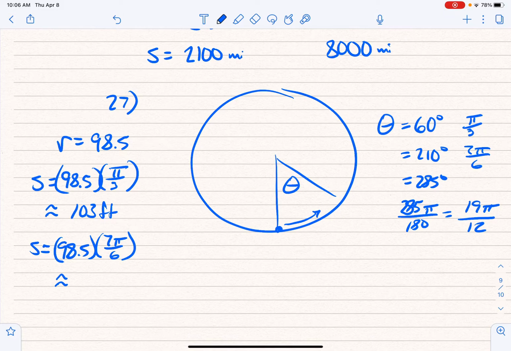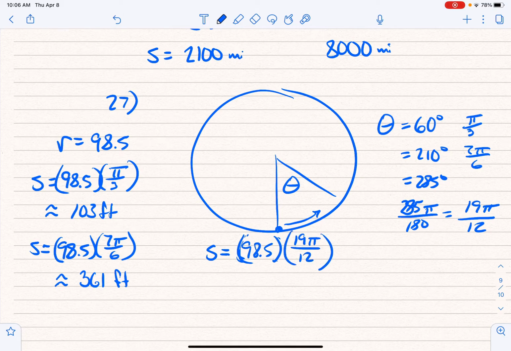98.5 times 7 pi over 6. And for that one we get, well, it's about 360 or 361 feet. That's a pretty long trip. And then lastly, for the 285 degrees, we'd go, well, that's going to be 98.5 times what? 19 pi over 12. So you get 98.5 times 19 pi divided by 12. And we get that trip is now almost 490 feet. Not bad. Okay. And hopefully you got those same answers.